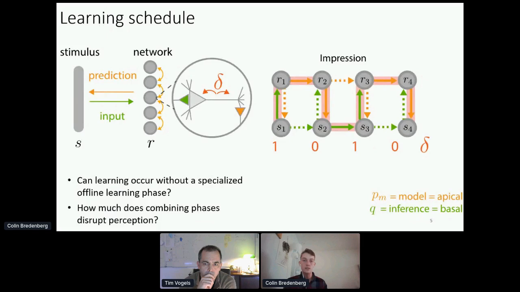So our idea is to have very brief pulses of apical activity interleaved with active feed-forward input, so that the network's activity is always tied to its current impression of the sensory inputs. And for this reason, we've dubbed our learning algorithm impression learning.